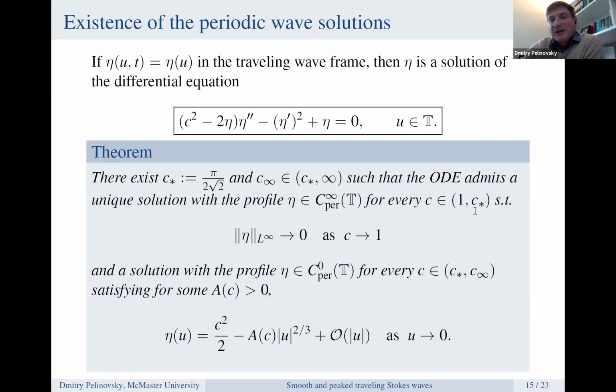And there exists another remarkable value C star, here given explicitly, for which the wave remains smooth. Past the value C star, in fact, there is a non-empty interval of wave speeds for which the wave is continuous, but the first derivative is singular. It's strongly singular with infinite jump of the first derivative, and more precisely, it has a very precise asymptotic expansion to be exactly mod U^(2/3), as comes from the ODE theory.